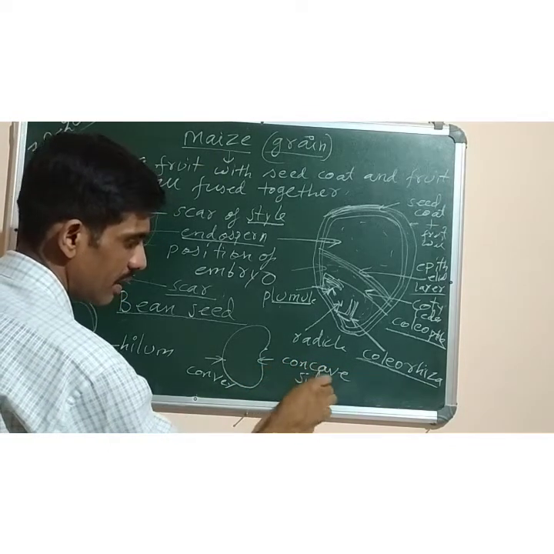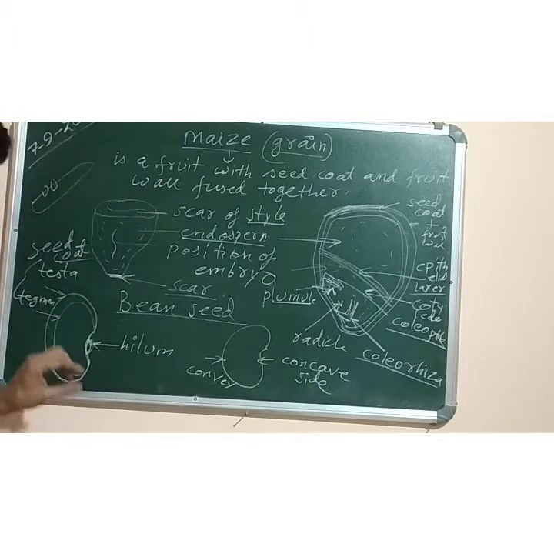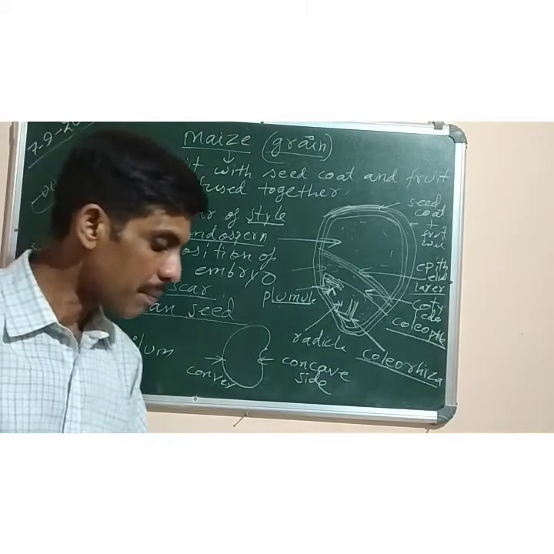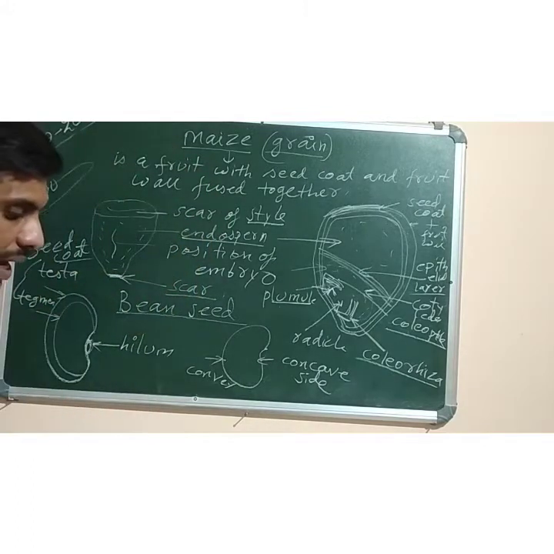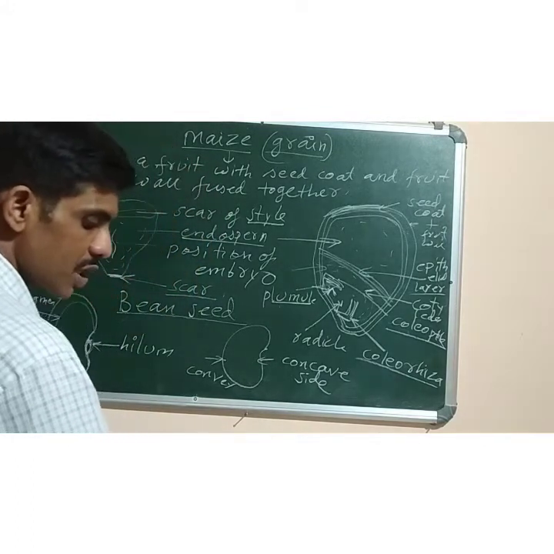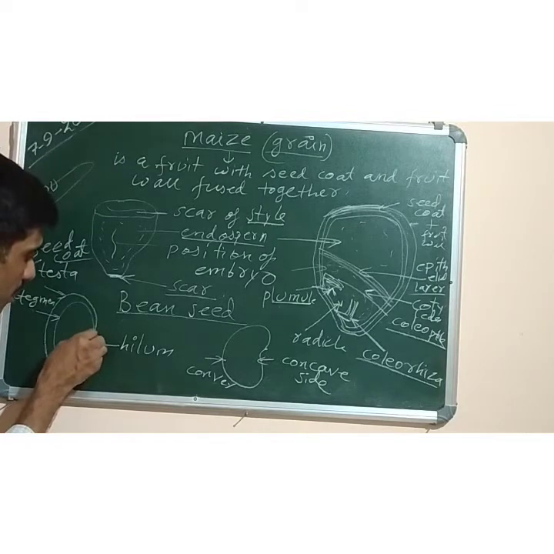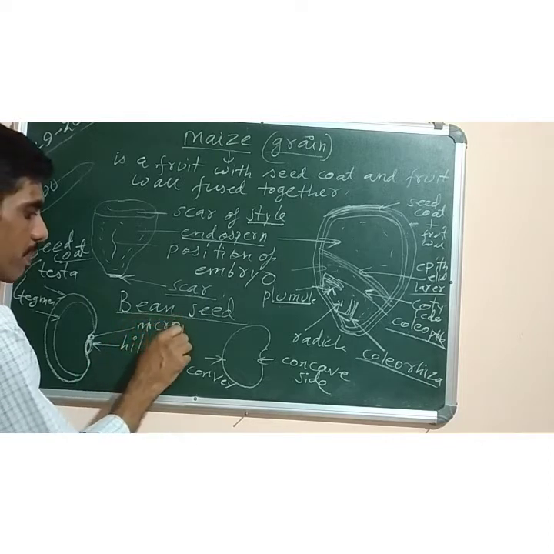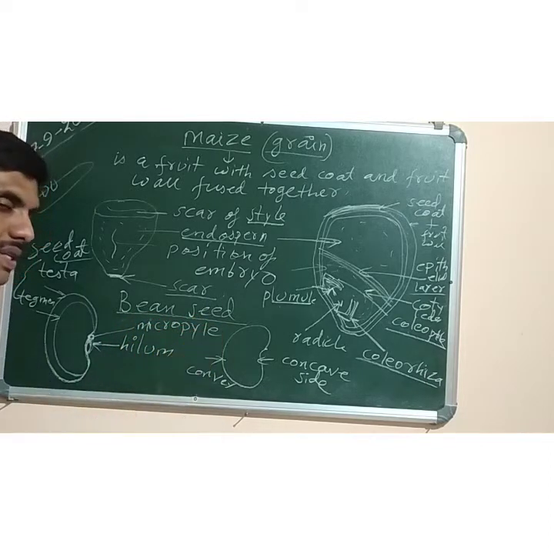Got it? So hilum is a white oval scar which is present on the concave side of the seed, and micropyle lies at the end of this seed. It is situated close to the hilum. So if I mark a round circle here, that is called micropyle. Now what is the function of this micropyle?